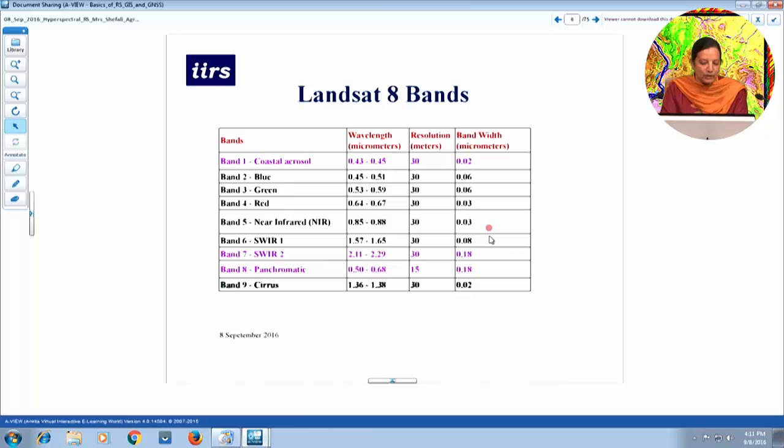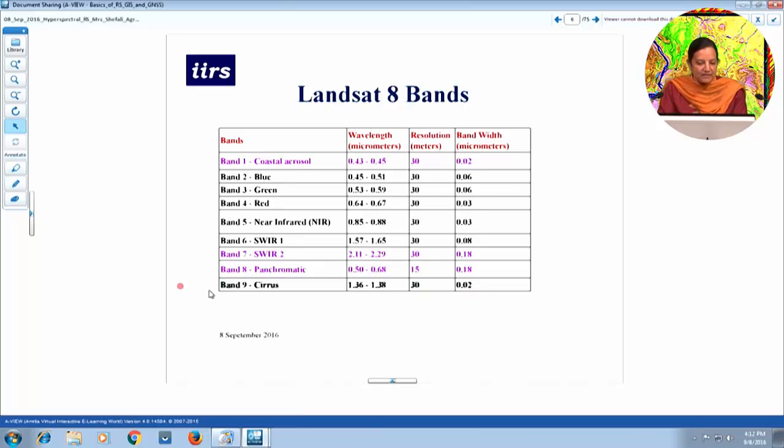Here it is 60 nanometers. So you all are aware of what spectral resolution is. Spectral resolution is basically the number of bands, but it is not only the number of bands, it is associated with the band range, spectral range, and bandwidth. The smaller the bandwidth, the better the spectral resolution. The larger the bandwidth, the coarser the spectral resolution.